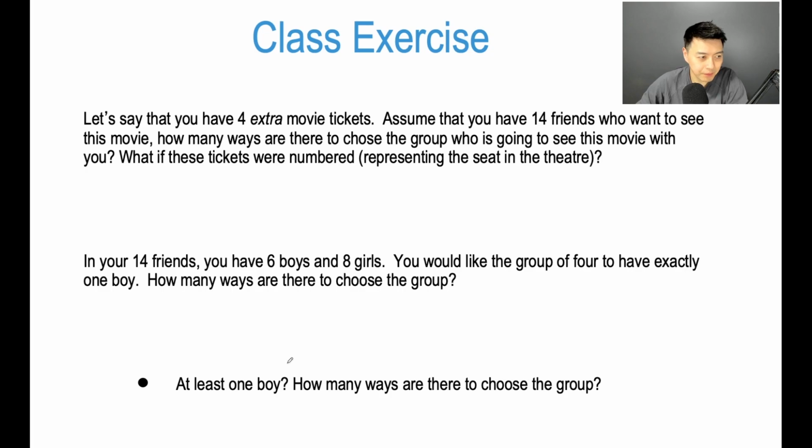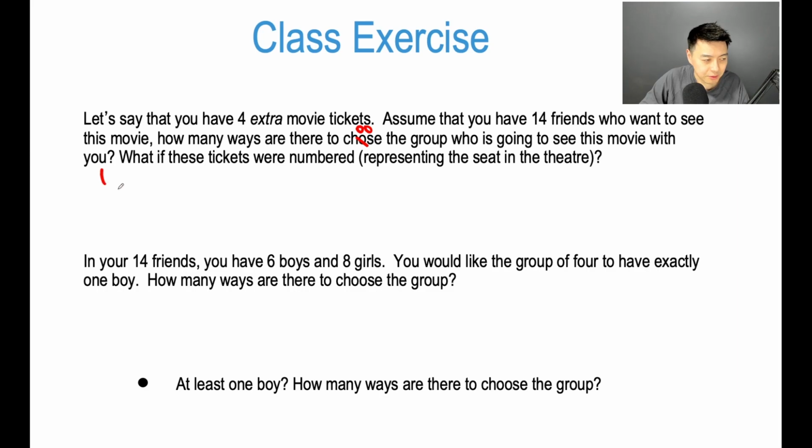Okay, so let's very quickly wrap up this section by going back to the exercise that we looked at a little bit earlier. Let's say that we have 4 extra movie tickets, and you have 14 friends who want to see this movie. How many ways are there to choose the group who's going to go see the movie with you? So this is just choosing the group. Choose should kind of give you a hint.